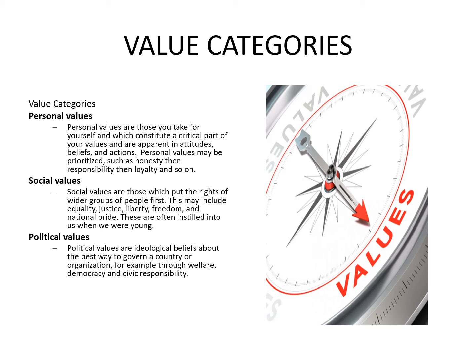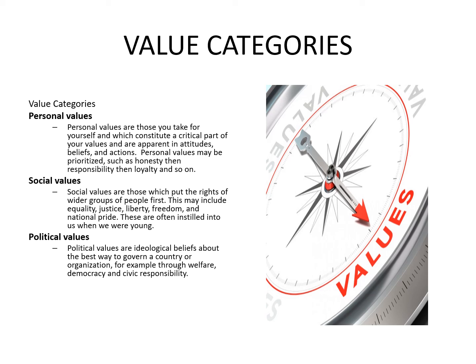All right, let's look at some value categories. So the first one is personal values. Personal values are those you take for yourself and which constitute a critical part of your values and are apparent in your attitudes, your beliefs, and actions. Social values are those which put the rights of the wider groups of people first. So this may include equality, justice, liberty, freedom, national pride, all of which are social values.